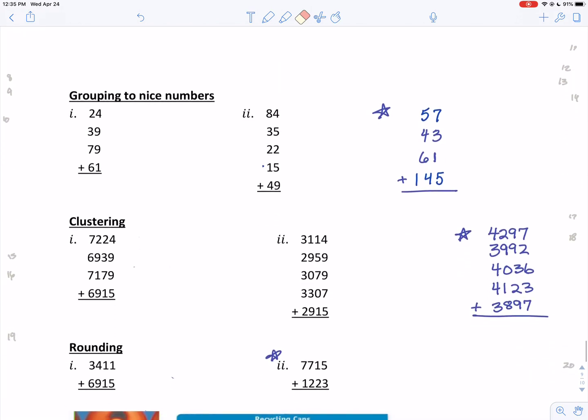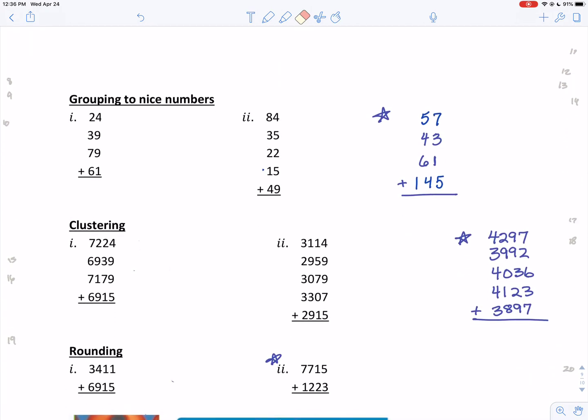The next method is called grouping to nice numbers. It's exactly like it sounds. You're going to find numbers that just group nicely together. So the first one, 24, would group nicely with 79 because that's about 100. And then the other two are about 100, so the estimate would be about 200.